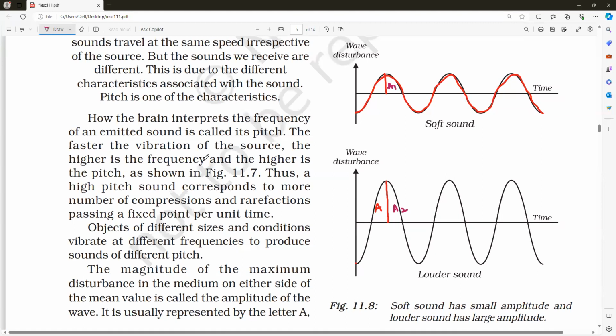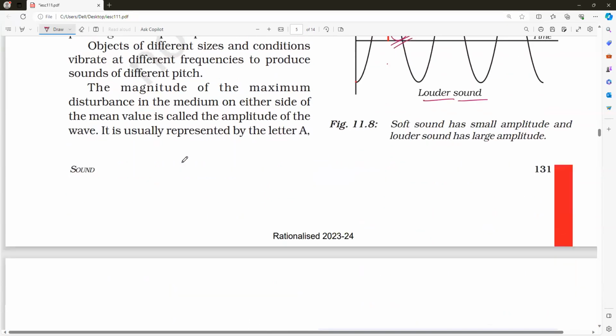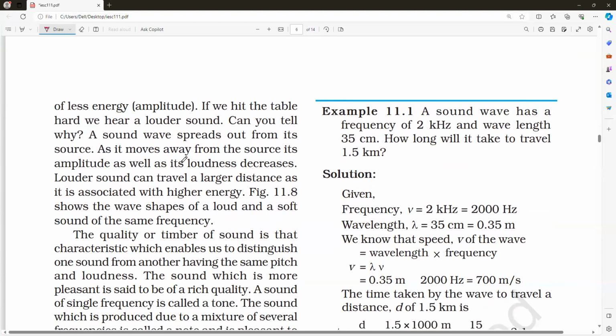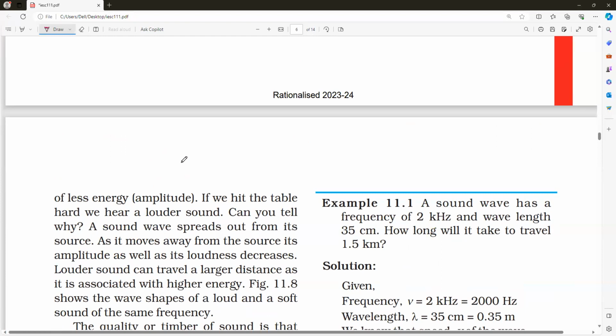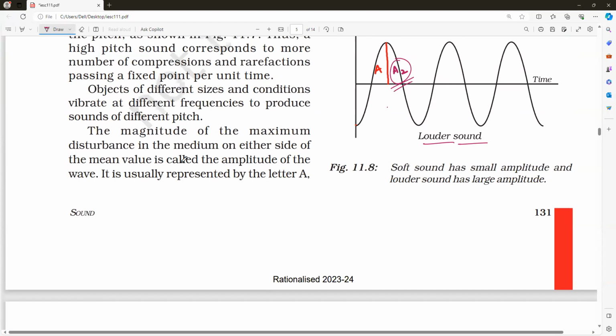So now which is louder? As I told you, loudness is directly proportional to amplitude. So now amplitude increases. Which sound will be louder to you now, this sound or this sound? A2 sound. So the greater the amplitude, the louder the sound. Amplitude increases, loudness also increases. Clear? Please respond, everyone.